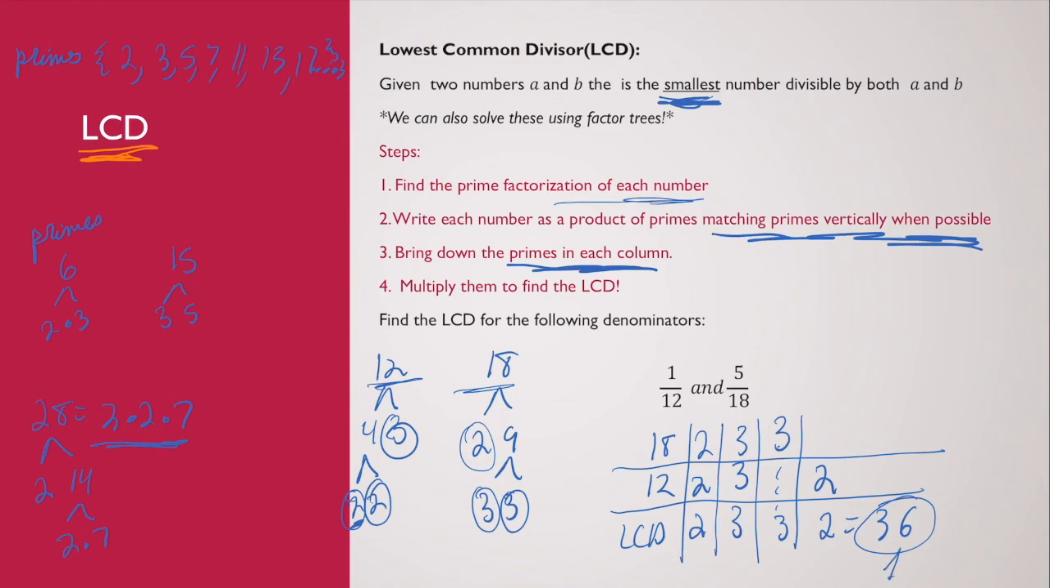There would be bigger numbers, right? If I was going to multiply 36 by any number, that would also be divisible by 12 and 18, but we want to find the smallest because it makes life easier to work with these numbers if we don't have really, really big denominators as we're adding them.